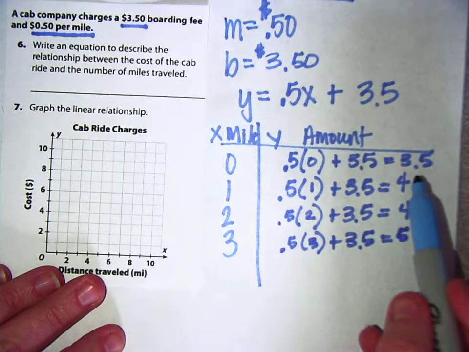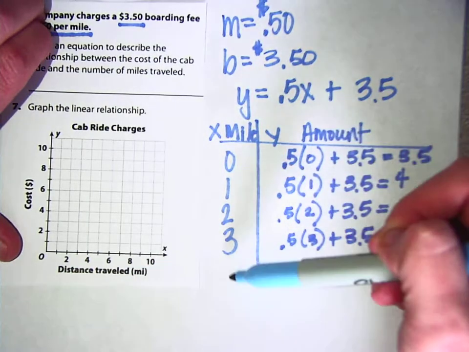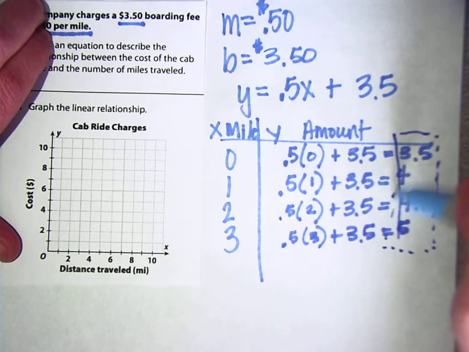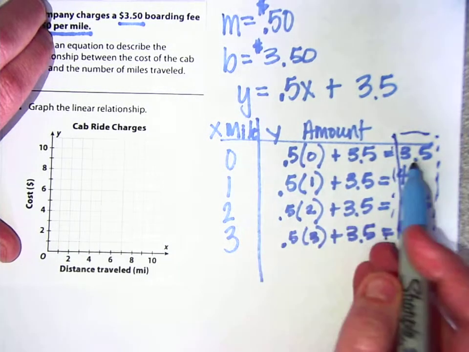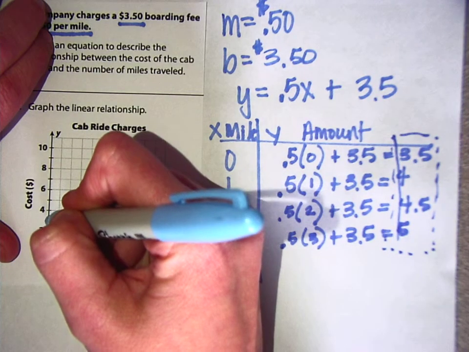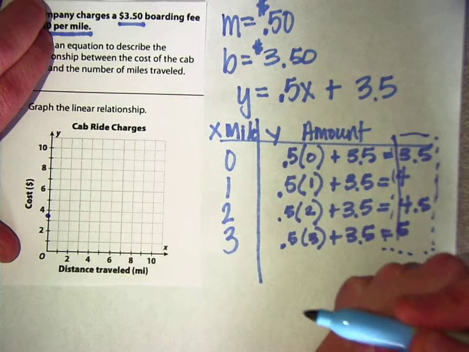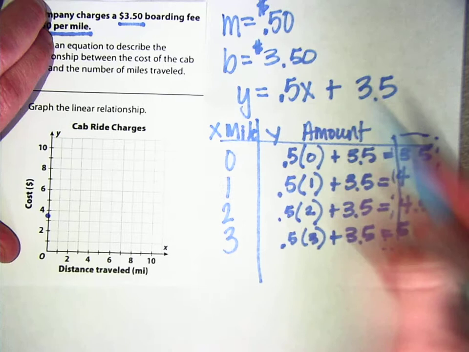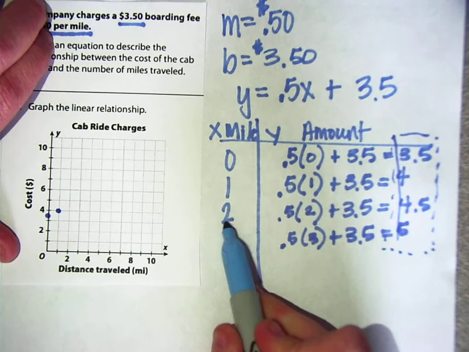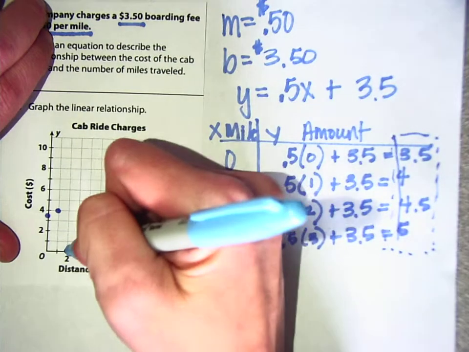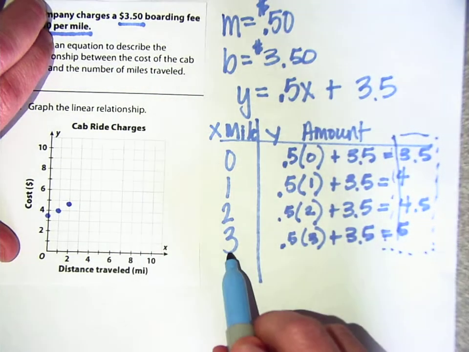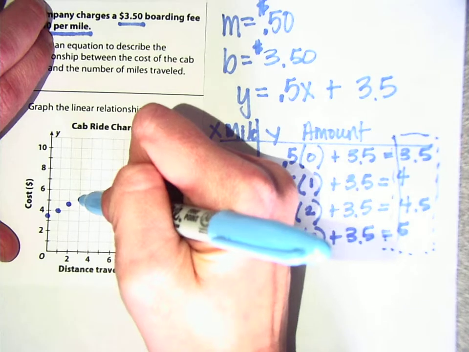So now what we want to do is go ahead and plot it on our graph. Remember, this is our x, and these numbers right here, those are our y. So whenever x is 0, that means our y is 3.5. So you're going to come up here. This is x, this is y. And we're going to go to 3.5. And when x is 1, y is 4, so that's going to go right here. When x is 2, y is 4.5, so 2, 4.5 is right here. And then when x is 3, y is 5.